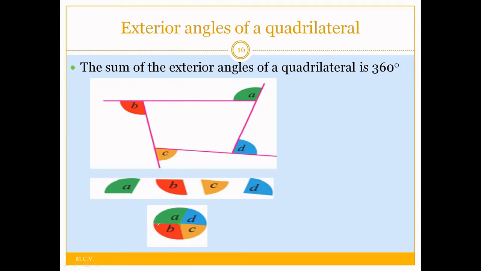In this one also, angles around a point is 360. Therefore, the sum of exterior angles of a quadrilateral is 360. The sum of exterior angles of a quadrilateral is 360.